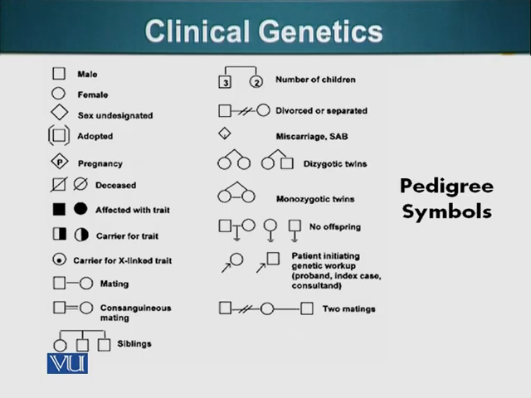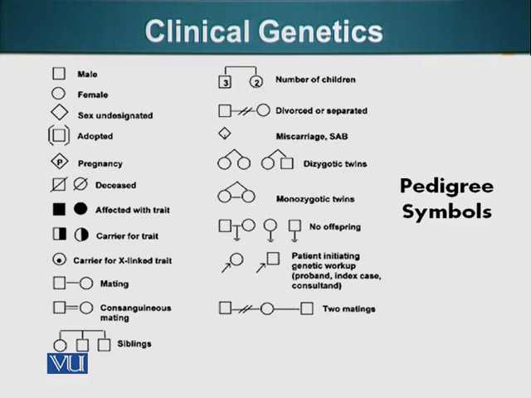So, the way we get information is we build the pedigree. We start from the patient or the person we want to investigate. We investigate the relevant relatives of that particular person, and then we build the family tree, or the pedigree. There are specific symbols we use for making a pedigree. They are displayed on the screen. I'll point out some special ones. Male is a square, female is a circle, undesignated sex is a diamond shape.